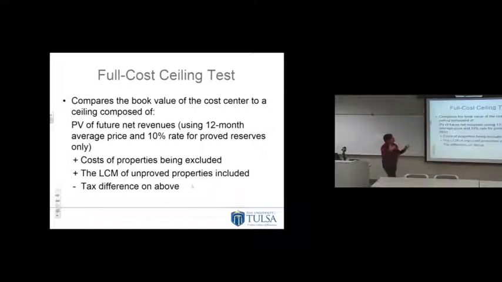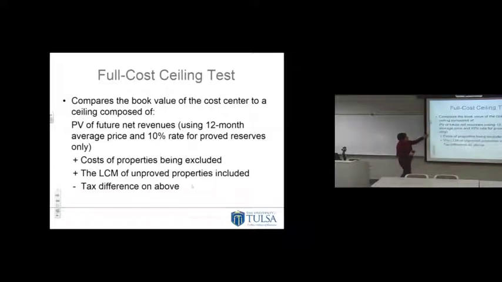I'm going to compare the book value of that whole country, right? Everything that's capitalized. My impairments are capitalized. My abandoned properties are capitalized. My unproved properties are capitalized. My proved properties are capitalized. Minus accumulated DD&A, that kind of thing. What is the book value of my cost center, my whole country? And I'm going to compare it to a ceiling. This is an SEC written rule.